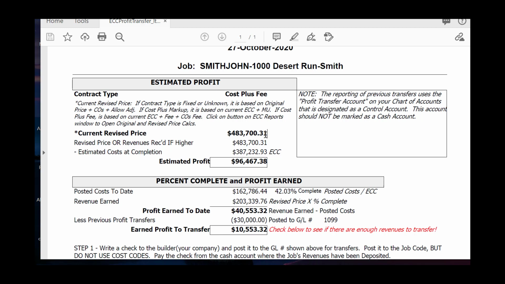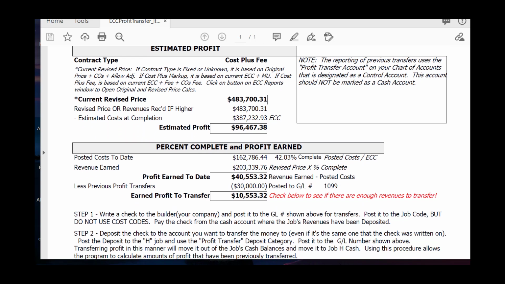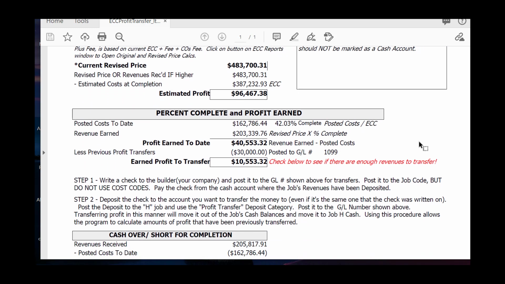It's doing that for you, minus the estimated cost at completion, is what you're estimating your profit to be today. Now, it's real important that you don't decide you're going to do a transfer out of your construction account if you don't have enough money. So you would have needed to receive the money before you're doing this kind of thing. But what it's doing is figuring out the costs that you've posted to your accounting, actual job costs that you've posted, paid or unpaid really, to your accounting.